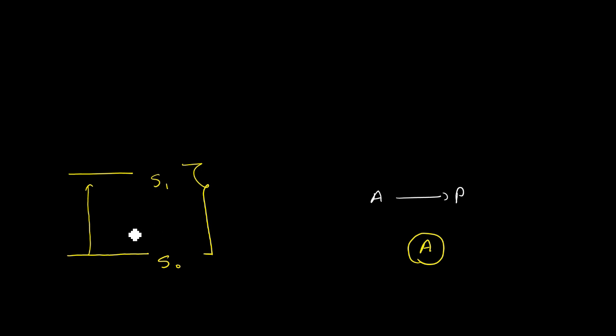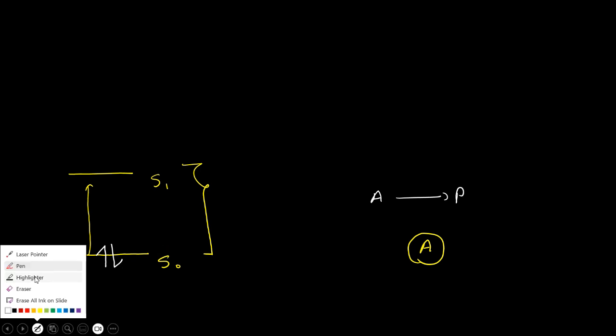Now let's say we have our electron configuration like this for our molecule. This is the electron pair which is going to be excited. There are two ways this can be excited.